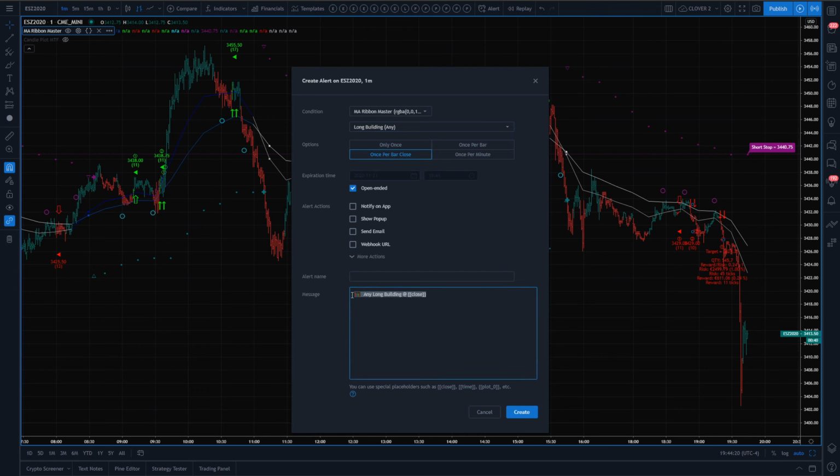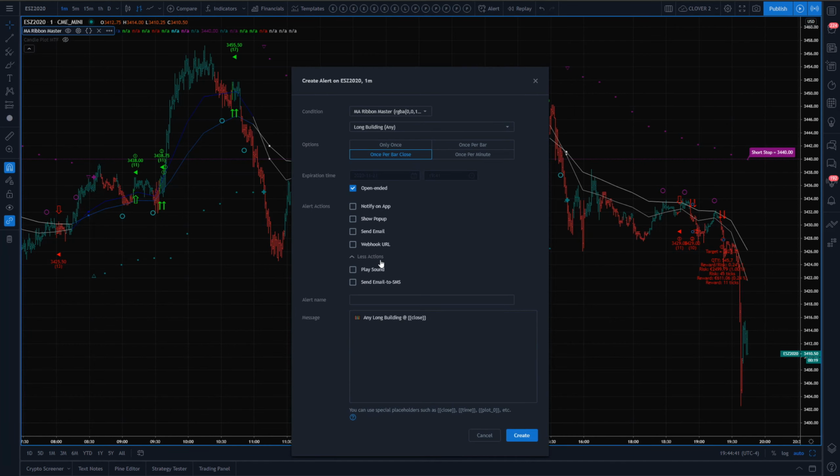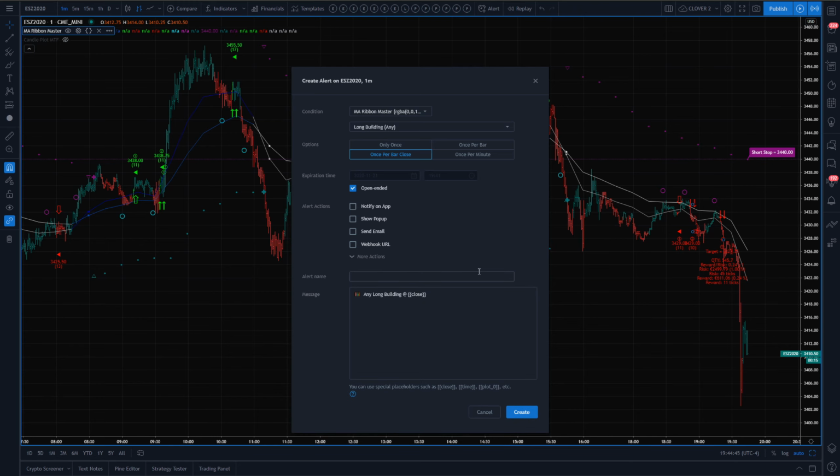You'll just get the close price, which is what these are. This little placeholder is in the background. This will get injected with the current close of the ticker when the alert is executed, when you see it on your phone, as a pop-up, notify on the app, which is the phone app, or send an email or a webhook or whatever you're dealing with. Send an email to SMS, which is another way to get it to your phone.